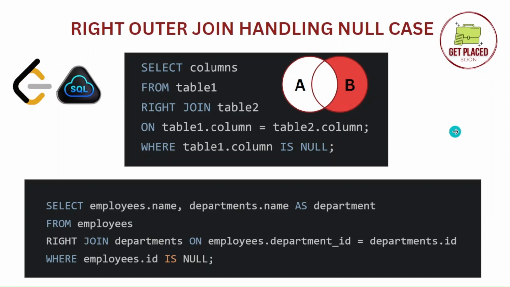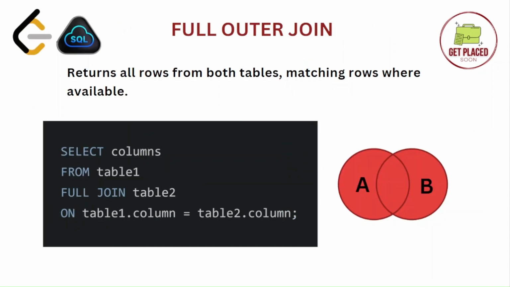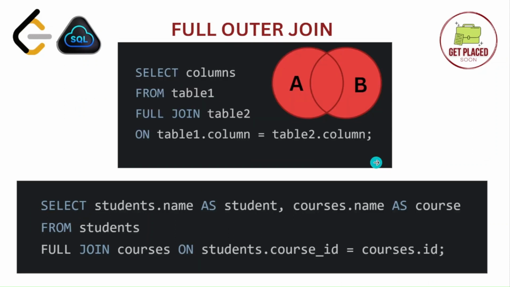Now moving ahead, we have full outer join. Full outer join means it returns all the rows from both the tables, matching rows where available. So matching, unmatching doesn't matter. Everything is retrieved. Keyword is full join. As you can see here, everything is read, everything is selected. So full join. Making a new table here, students.name, courses.name, etc.